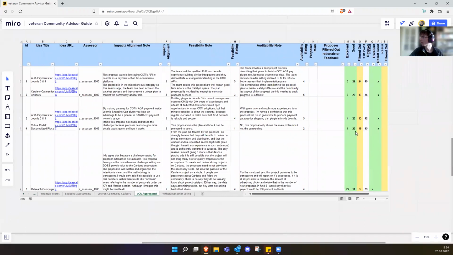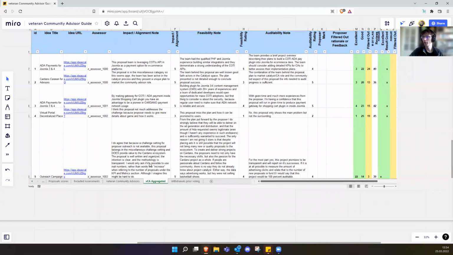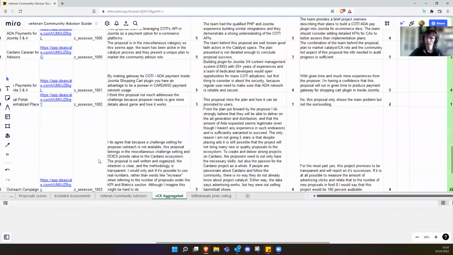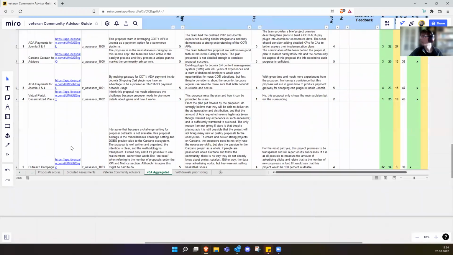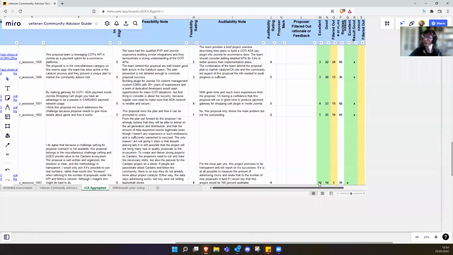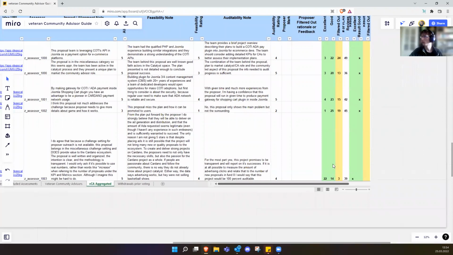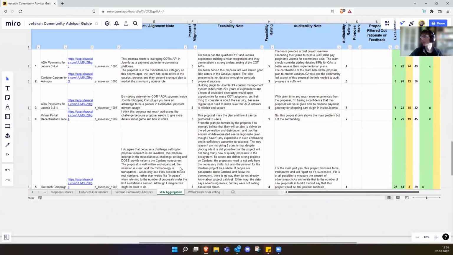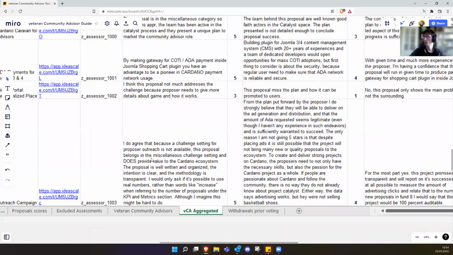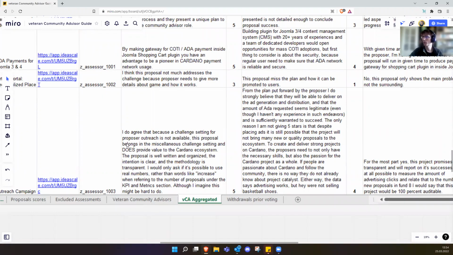On the other side, there is, for example, another assessment done by assessor 1003, who actually got 22 excellent over 40 good, and few actually put filtered out. We can see, I do agree that because of a challenge setting, proposal outreach is not available. This proposal belongs in a challenge setting and does provide value to the Cardano ecosystem. Okay, so this assessor already explains that, I didn't find any other challenges this proposal could fit. So therefore, this is my rationale and I agree with the challenge setting.